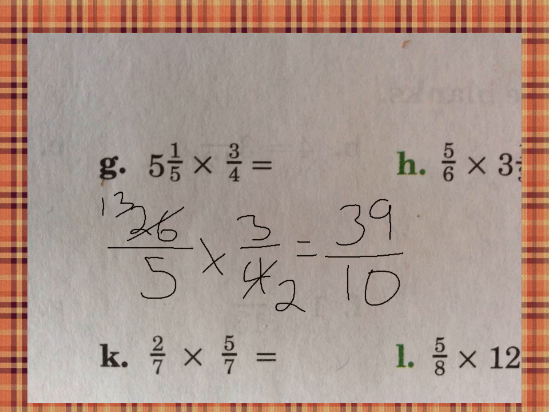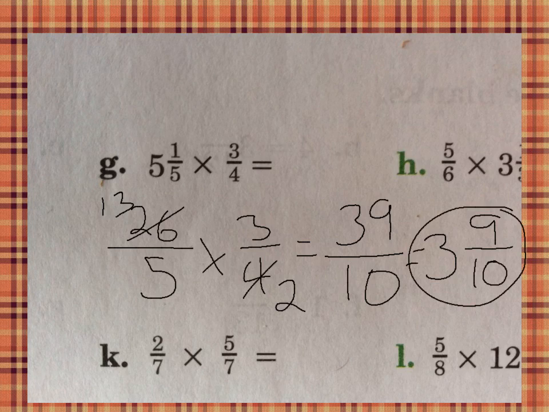So we have an improper fraction. How many times will 10 go into 39? It goes in 3 times with 9 left over. Bring the 10 over. We get 3 and 9/10.